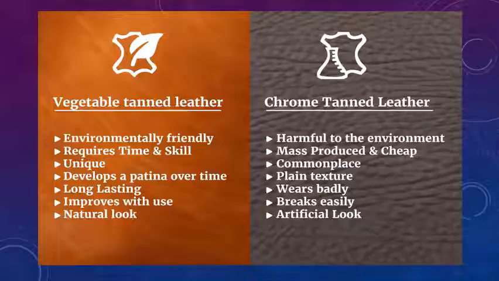Whereas in the case of chrome tanning or chemical tanning, there is an added disadvantage that it produces a lot of chemical waste and causes a threat to the environment, or pollution. But the advantage is it can be produced on a large scale and very cheaply. It is a very quick process and it is commonly practiced in the modern industrial era due to the advancement of technology and science. It has a more smooth and flexible texture. So for making leather garments, only chrome tanned leather is suitable. The only thing is, it wears badly or breaks easily. So the shelf life or the lasting will be less.